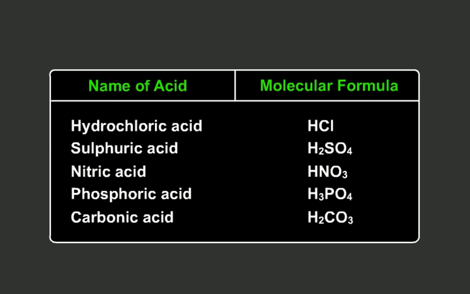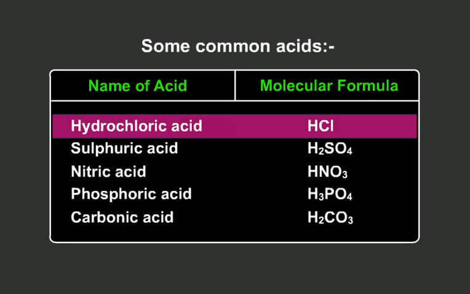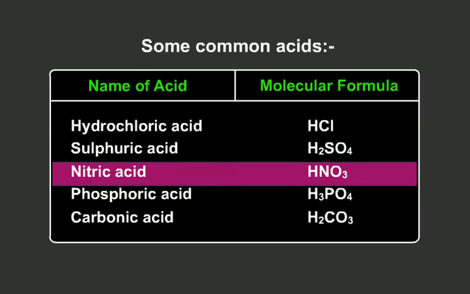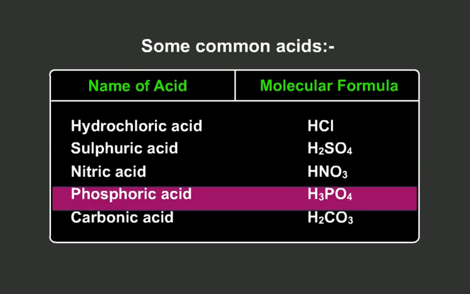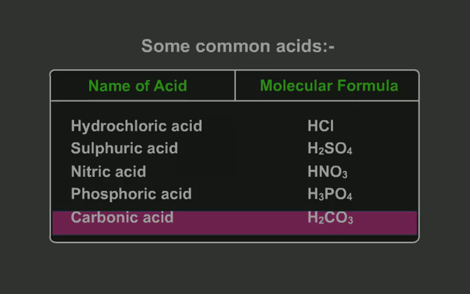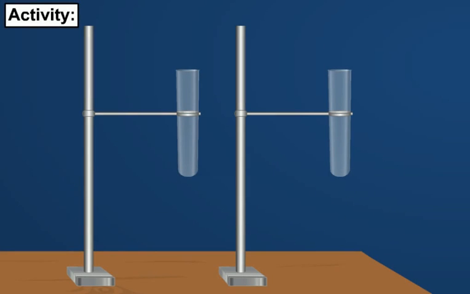Students, look at this table. It gives you some common acids. Namely, they are hydrochloric acid, whose molecular formula is HCl, sulfuric acid, whose molecular formula is H2SO4, nitric acid, that is HNO3, phosphoric acid, H3PO4, and carbonic acid, whose molecular formula is H2CO3.